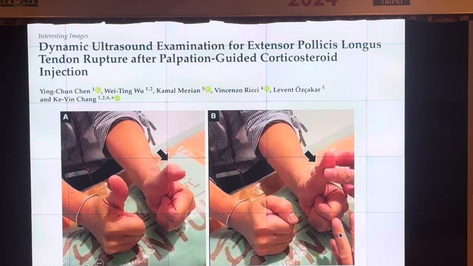Because the wrist and the hand are very superficial, I think many doctors usually use palpation guidance when you perform injection. But in this case, the patient complained of dorsal wrist pain, and she came to our clinic presenting with difficulty extending her thumb. We asked why. When she had dorsal wrist pain, she went to a local clinic to receive a corticosteroid palpation-guided injection. After 2 weeks of the injection, the patient had difficulty extending the thumb.